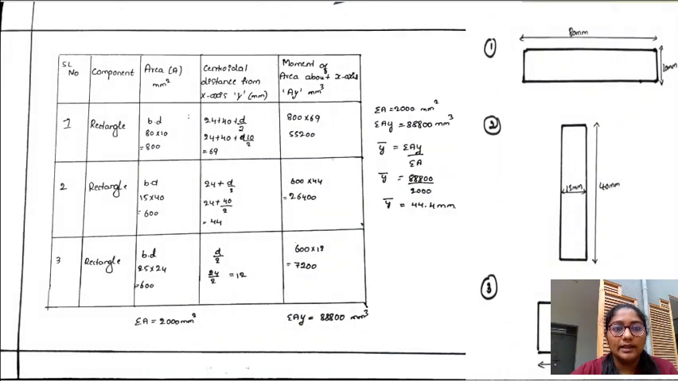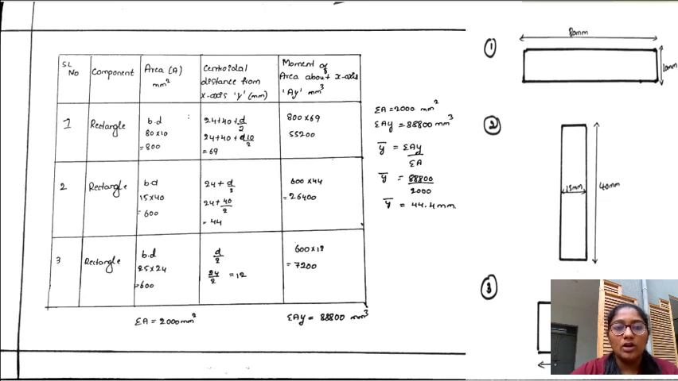First, let us write the table. Serial number; the second column is component; the third column is area, which is represented in millimeter square; the fourth column is centroid distance from x-axis, y in millimeter; and the fifth column is moment of area about x-axis, Ay in millimeter cube. Our first component is a rectangle.